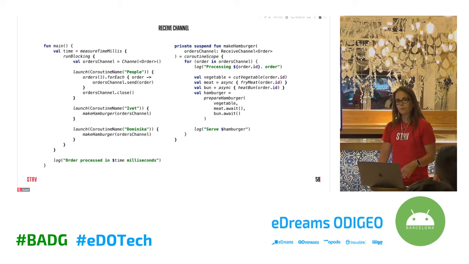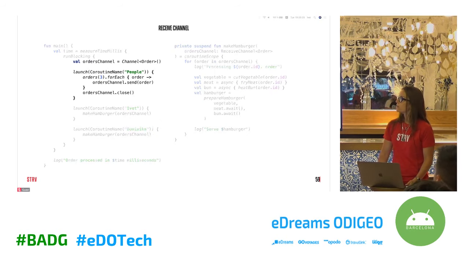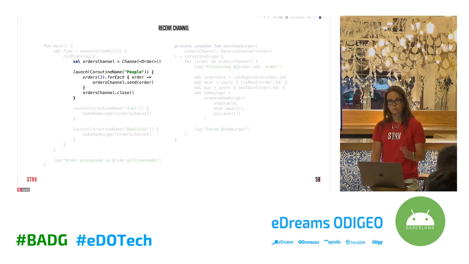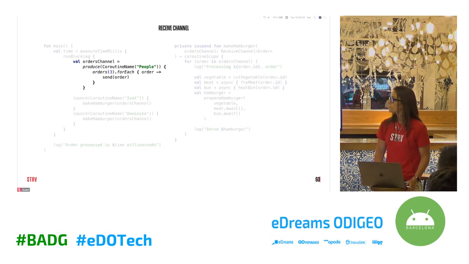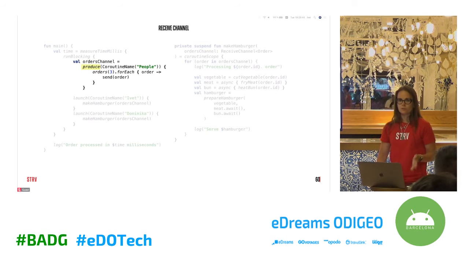There are 2 ways how we can optimize this code. The first optimization is that instead of creating a channel by its constructor, we can use the produce coroutine builder, which launches a new coroutine to produce a stream of values by sending them to a channel, which is then returned as a receive channel. The main advantage of this approach is that the channel gets automatically closed when the lambda inside of the builder is finished, so you don't have to think about it so much.